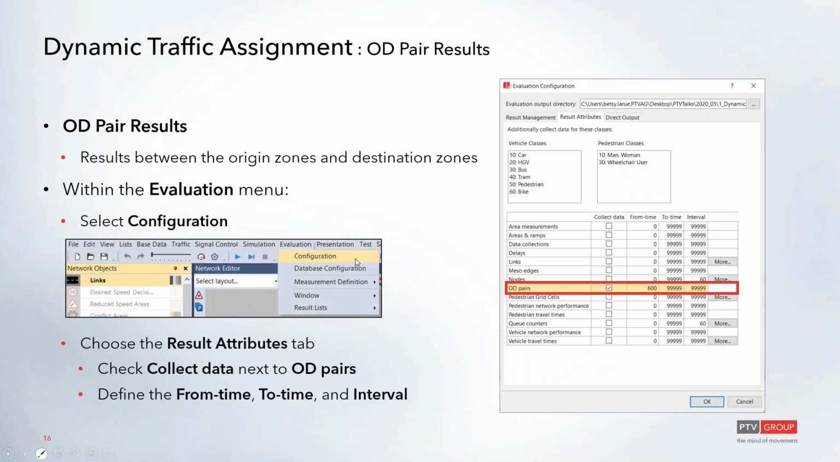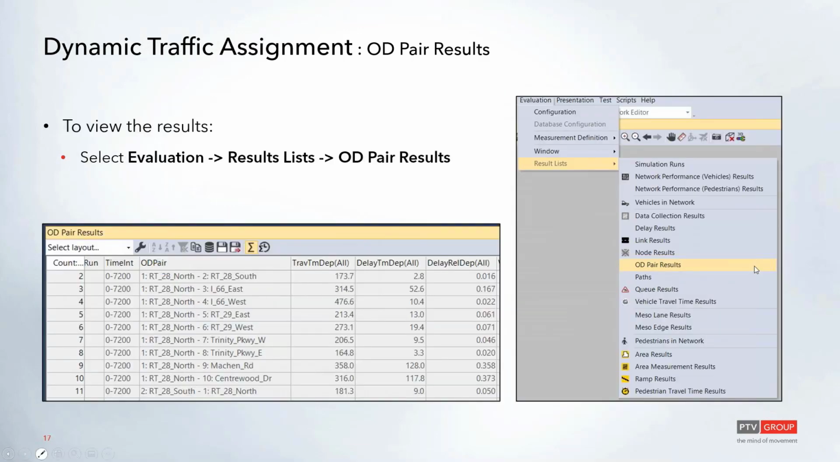So in order to write out the OD pair results, you'll need to go to the Evaluation Configuration menu option, and within this window there's a section for OD pairs where you can just check the Collect Data box, and then you can define the from and to time as well as the interval that you want to collect these results for. And then in order to view the results, you can just go to the evaluation result list and open up the OD pair results, which will open up this list.